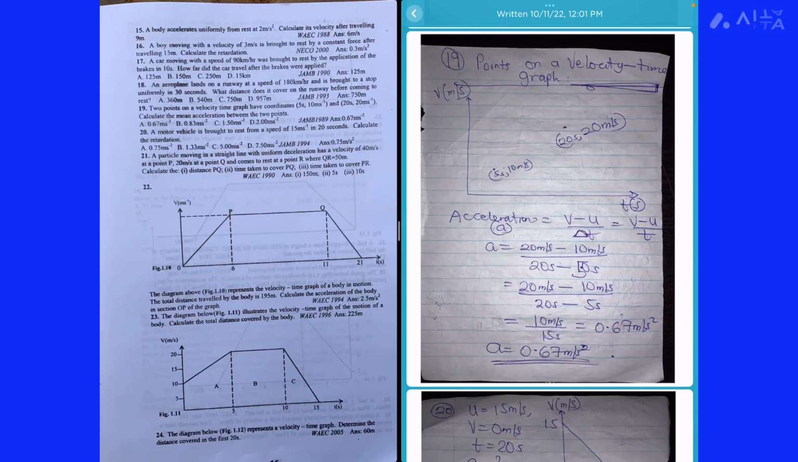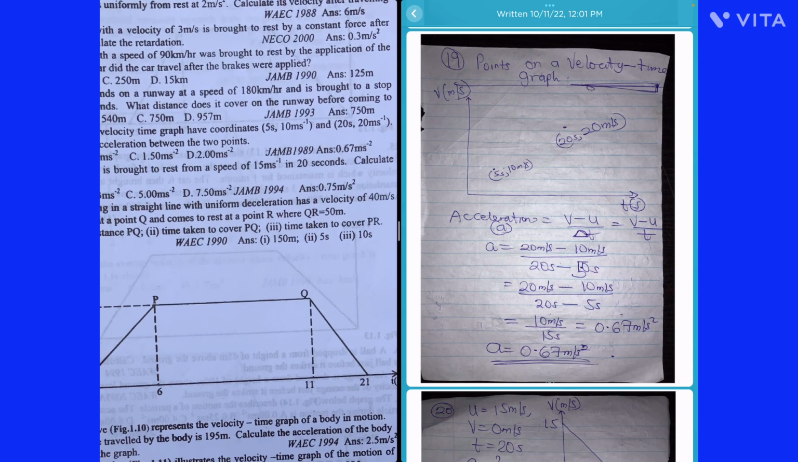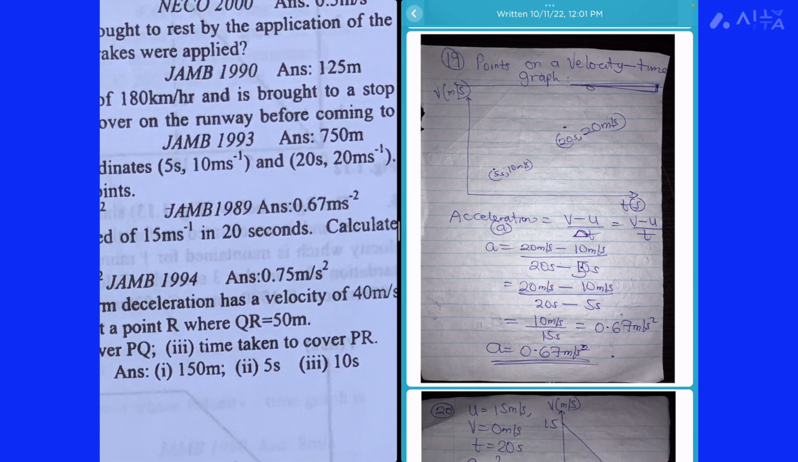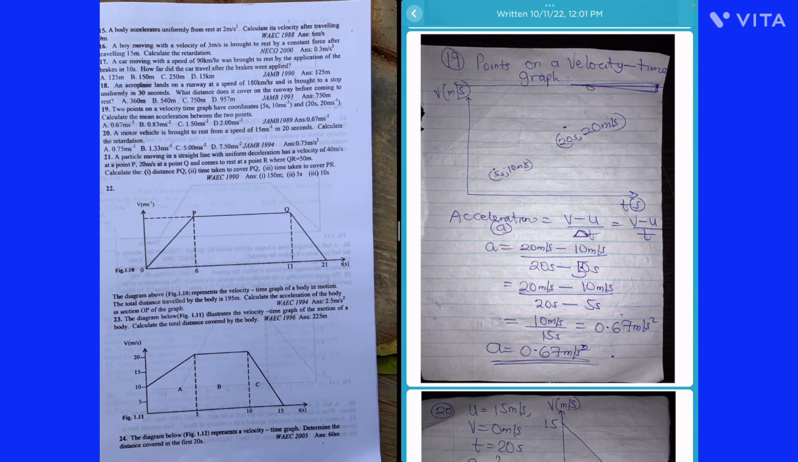With our examples on linear motion, let's solve problems on linear motion. Question 19 says, 2 points on a velocity time graph have coordinates (5, 10) and (20, 20). You can see what I mean. 5 seconds, 10 meters per second is the first point, and so on like that.